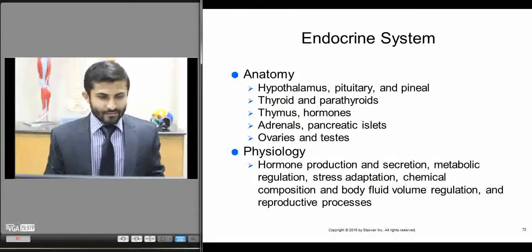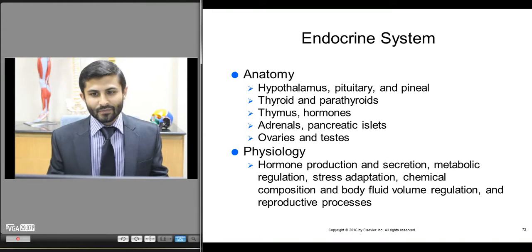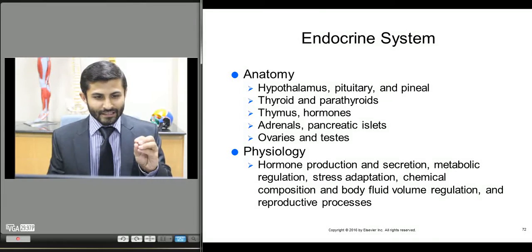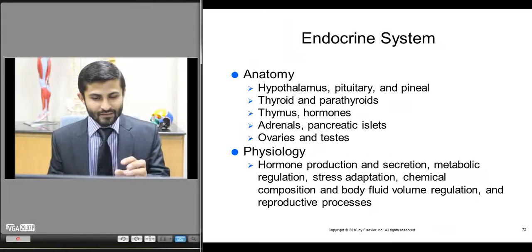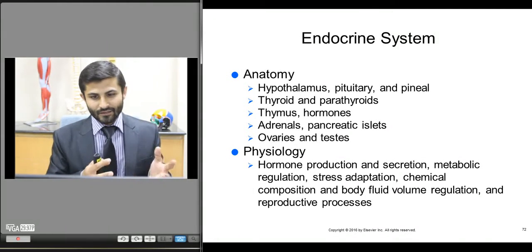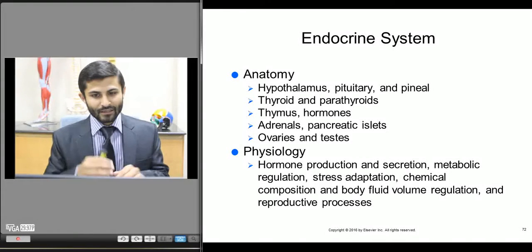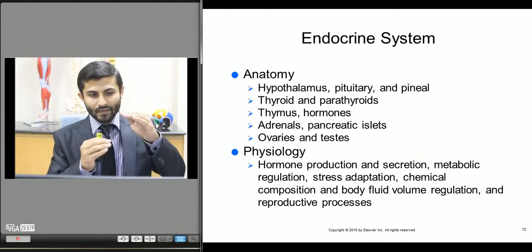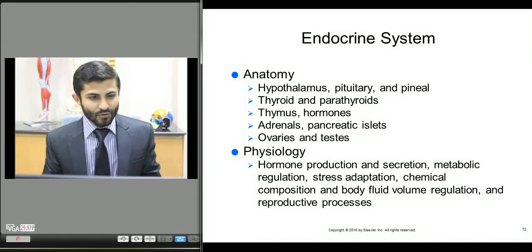The endocrine system is a very remarkable system in the body. Every system in the body is remarkable, but the endocrine system just gives the body a kick whenever the body needs a kick. It gives a boost to the systems. In anatomy, we look at the hypothalamus. Now look at the nomenclature: hypo means below, and thalamus is a part of the brain. So hypothalamus is the thing that is below the thalamus.